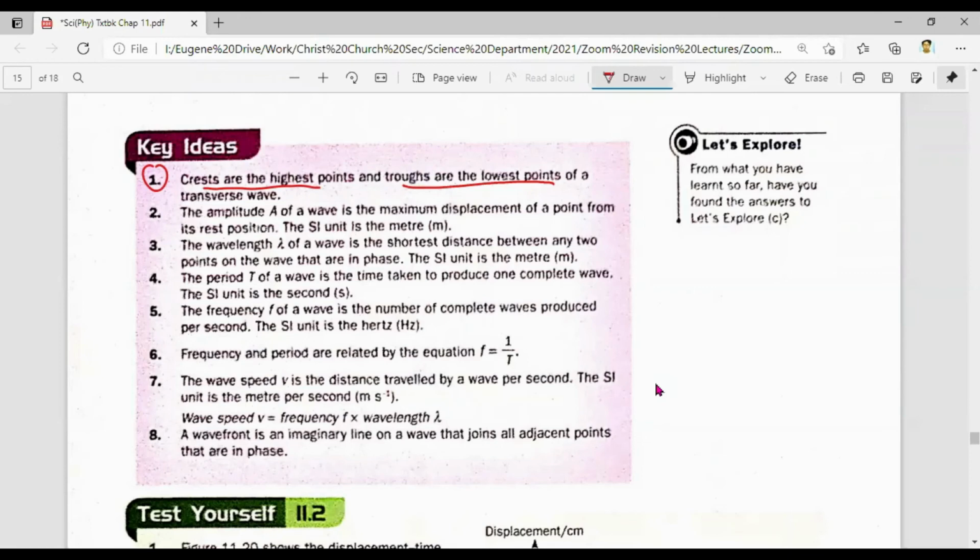And why are they important? Because from one crest to another crest, we know it's a wavelength. One trough to another trough is a wavelength too. Okay, so we have picked up on this. Amplitude is the maximum displacement. SI unit is meters. Yes, we have done this.